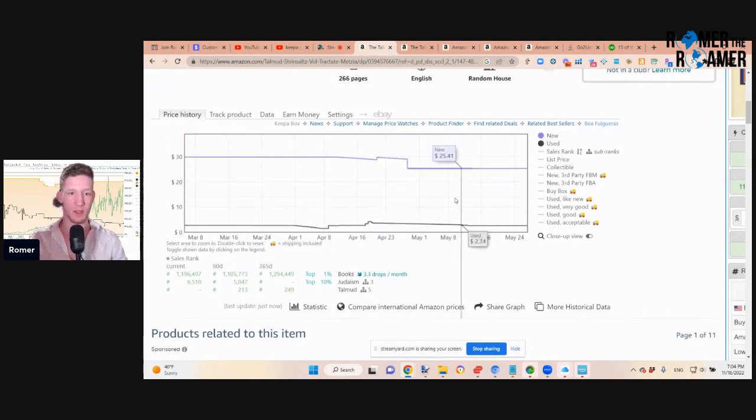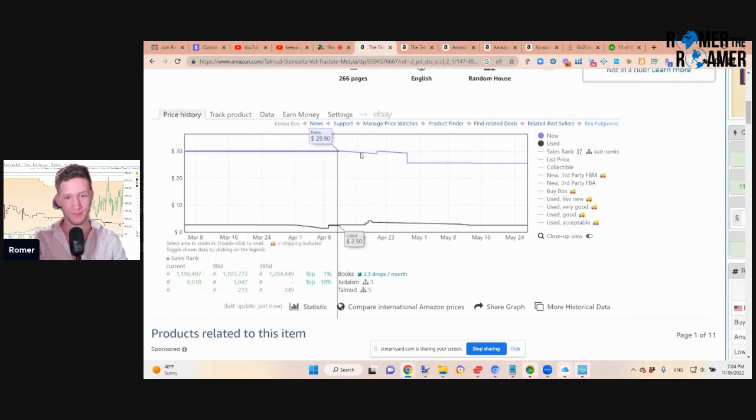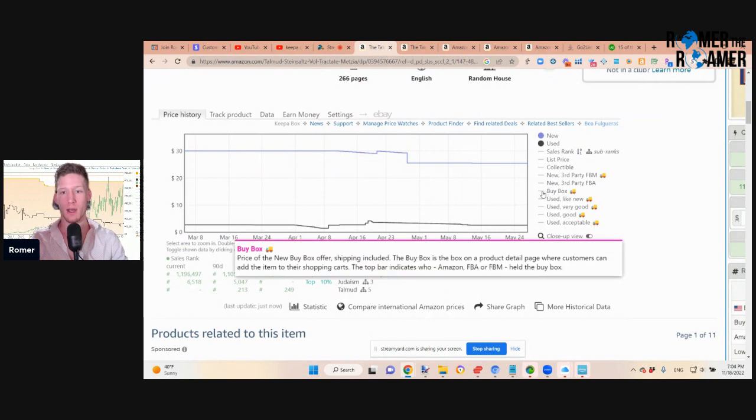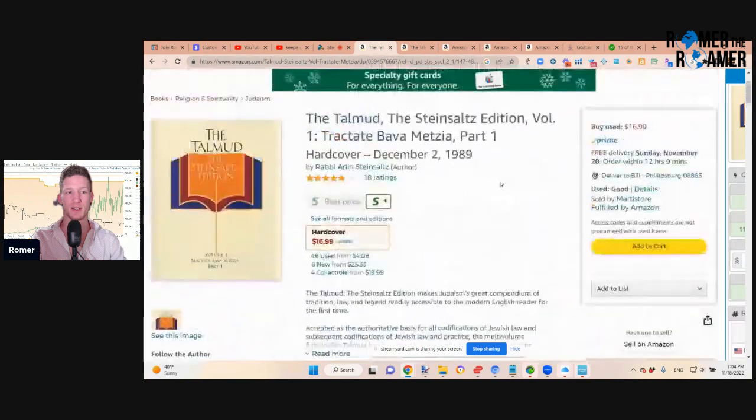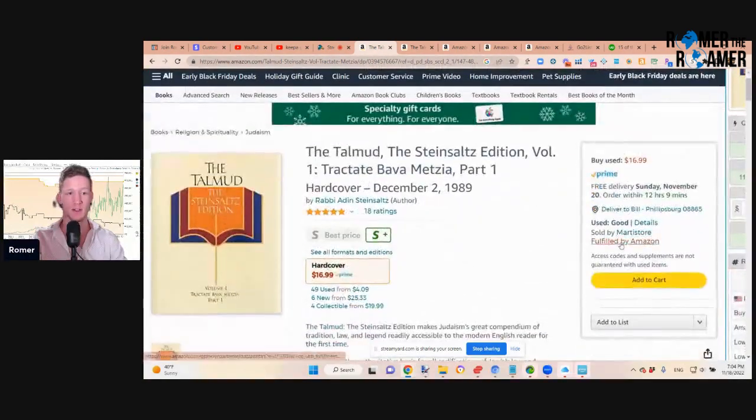So we also have the new line. The new graph is showing you the new price over time. You can see the new price fluctuates from 29 to 25.41, and we also have the buy box price, which is in this case the most expensive price. What is the buy box price? The buy box price is the price at which the buy box is currently at.